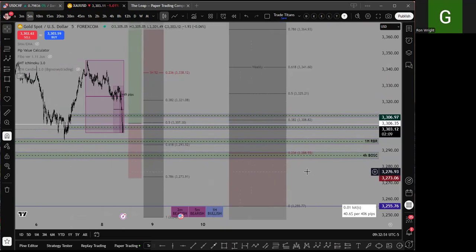So yeah, it's going to be a tough call, man. It's going to be a really tough call. How low will it go? Will it hit the 4 hour break of structure? Will it hit the 1 hour rally base rally and turn around? Or is it completely done now? I don't know.